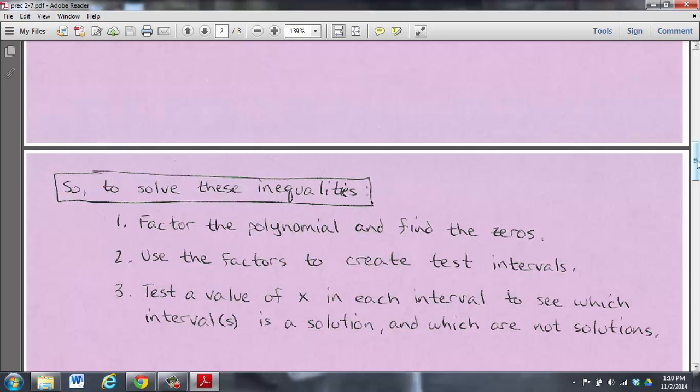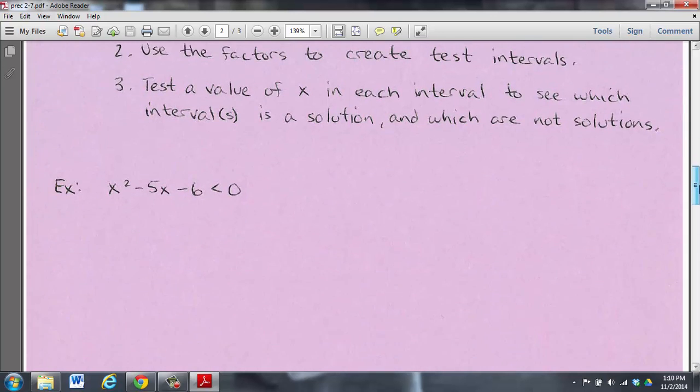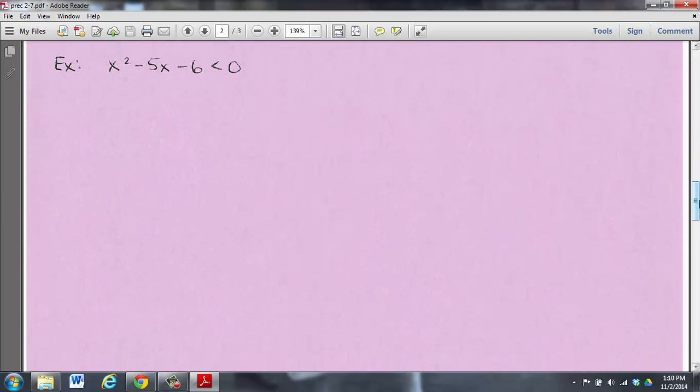So, let's try another example. x squared minus 5x minus 6 is less than 0. You're free to pause the video right now if you want. Give it a try and see how it comes out.